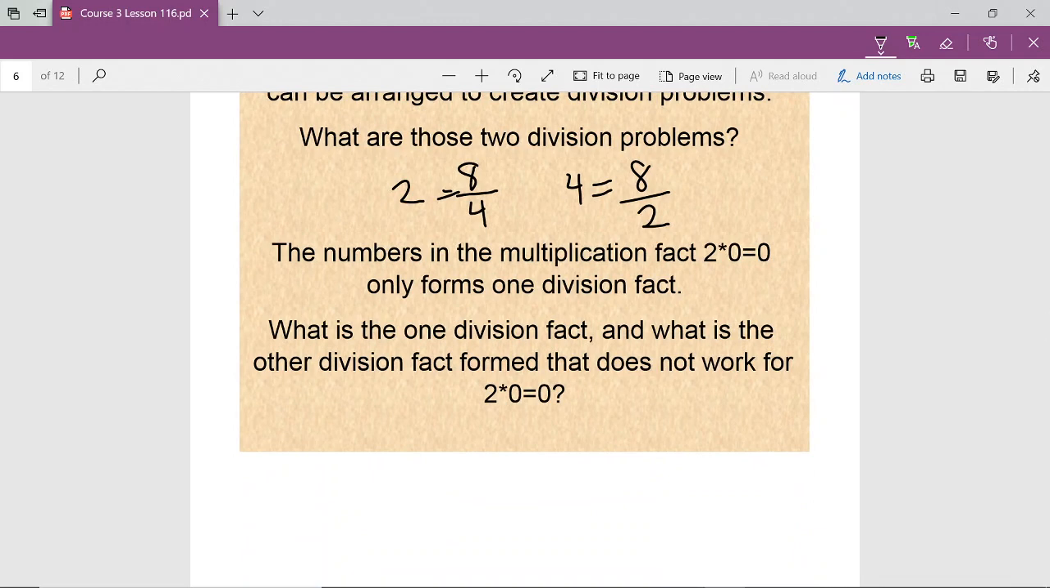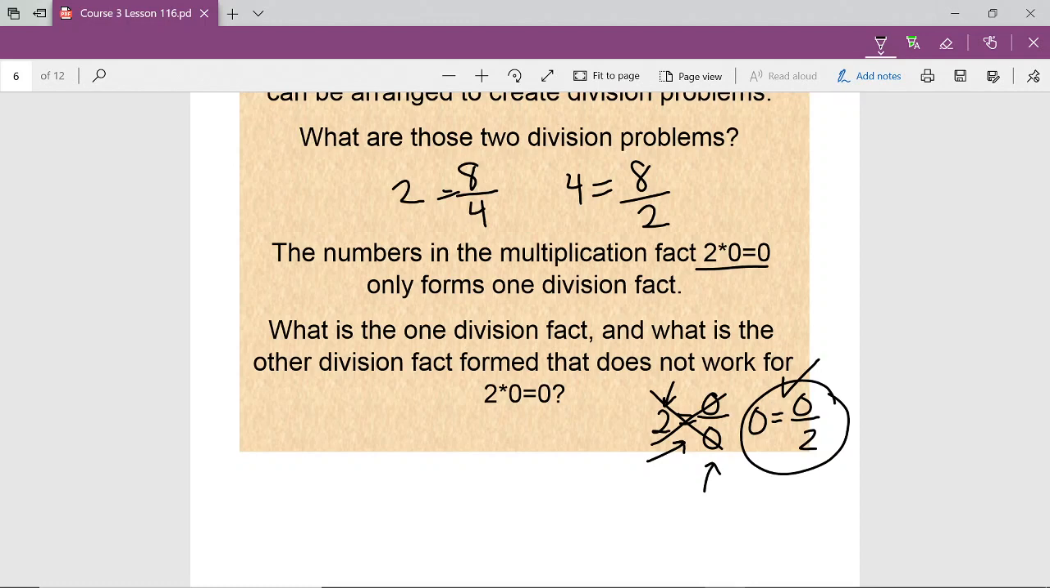Well, what if we said something like 2 times 0 equals 0 and did it the same way? I would be saying 2 equals 0 divided by 0, or 0 equals 0 divided by 2. This second one works. If I take 0 things and divide them into 2 places, I still have 0 things. That's fine. But how could I take 0 things, put them into 0 buckets, and get 2? That doesn't make sense at all.